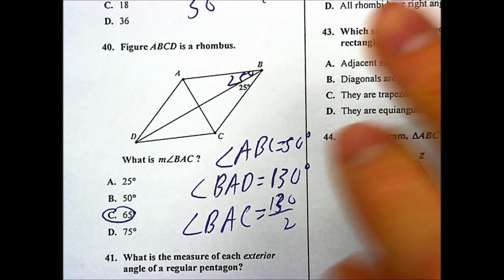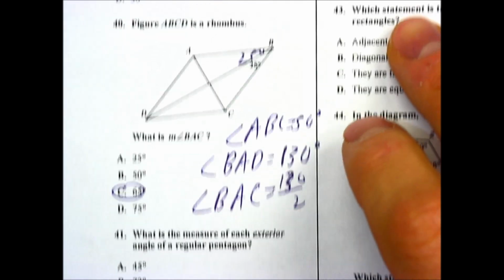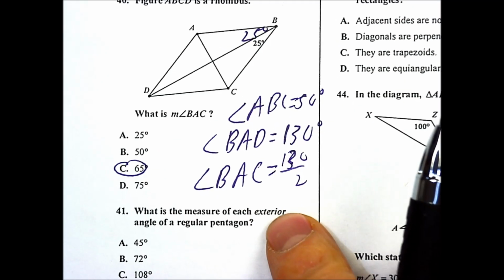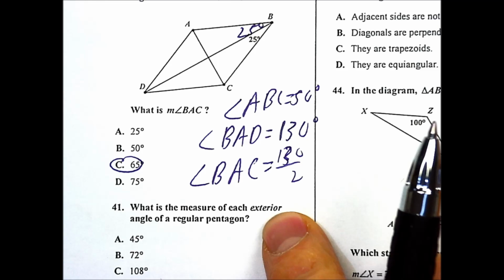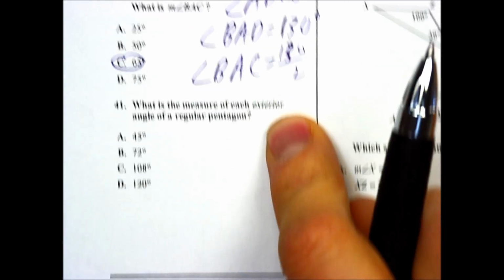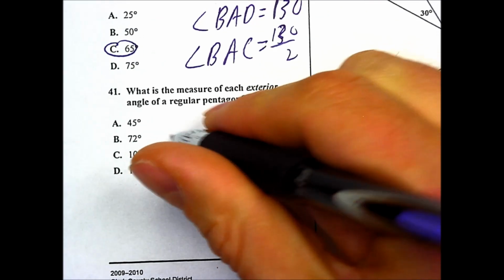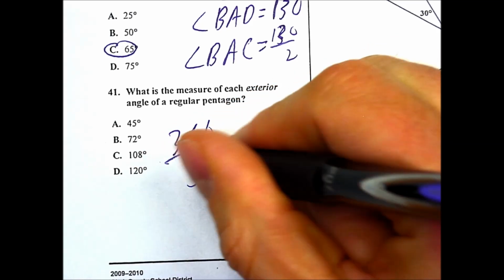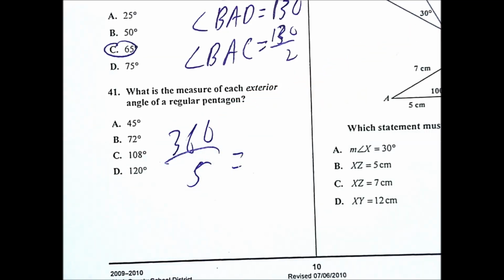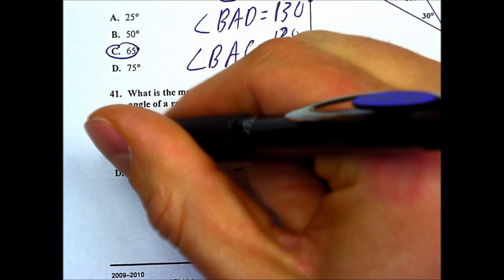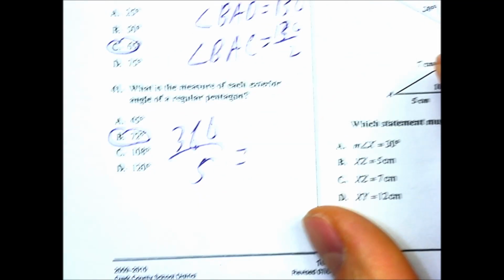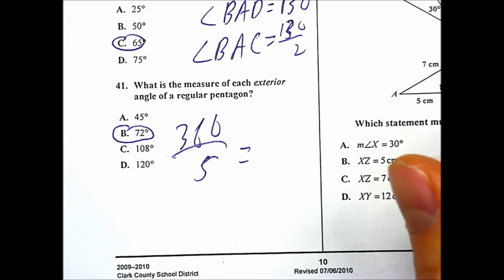All right, next one. What is the measure of each exterior angle? Each exterior angle, so individually, each angle, not all together. All together they add to 360 always, of a regular pentagon. So I will take 360, I will divide it by 5. This will yield the measure of an exterior angle on a pentagon, which we already discussed on question 39, 72 degrees. The exterior angles of any polygon add to 360.